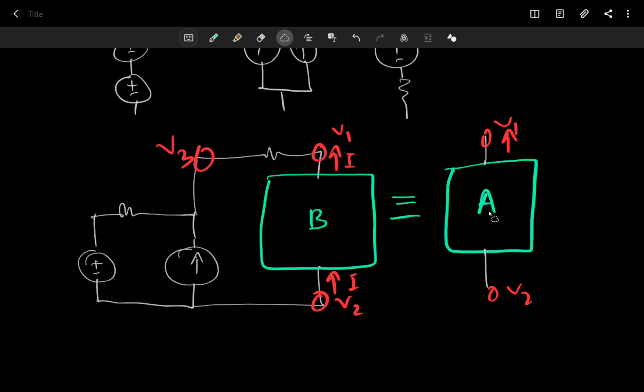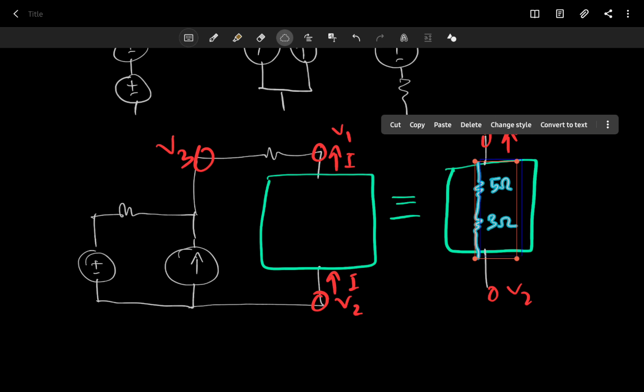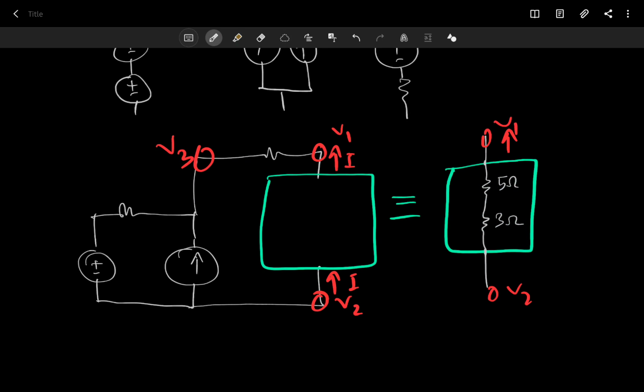For example, maybe you have this circuit and you see that there are two resistances in series, one with 5 ohm resistance and another with 3 ohm resistance. And if you swap that out with, say, one resistor that has a value of 8 ohm, you will see that nothing outside the box actually changes. And that's why we call them equivalent, right?